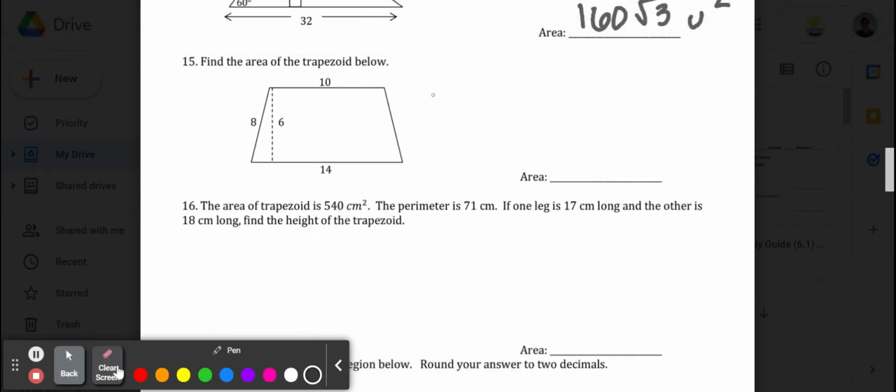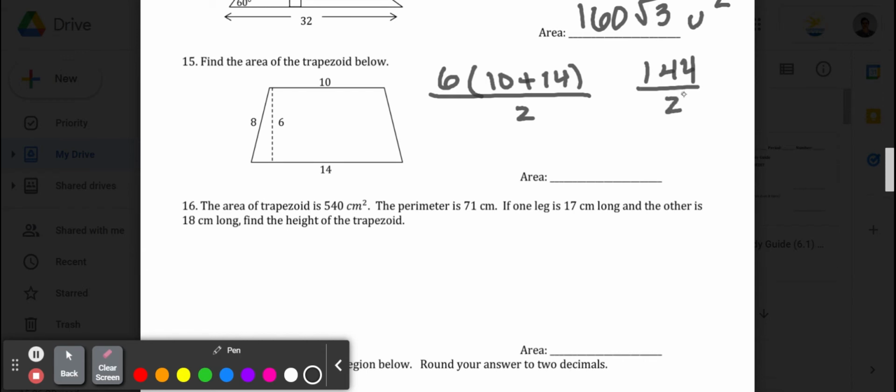So trapezoid, slightly different question. So this is height 6 times base 1 plus base 2, divided by 2. So it's going to be 24 times 6, which is 144, divided by 2. 72 square units.